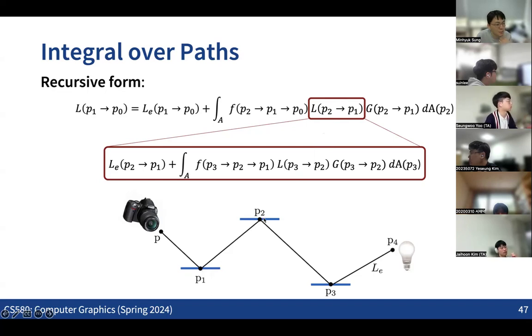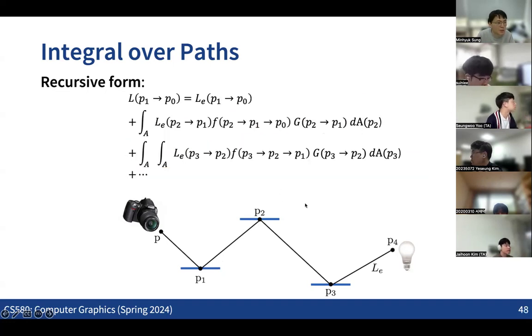For all the light for P to P1, we can also replace this term with another LT equation like this, which means we're going to have a recursive form. So we rewrite everything, and then we have this form, taking the multidimensional integral with some subsequent terms like this.